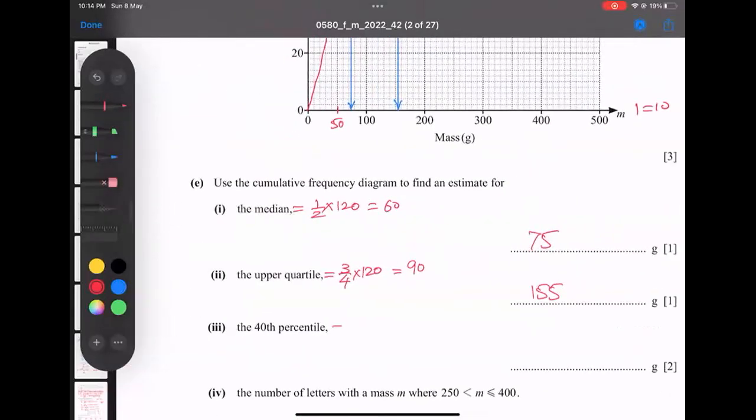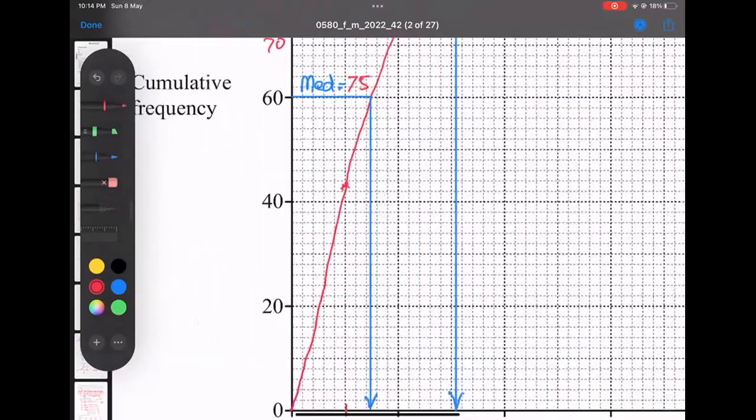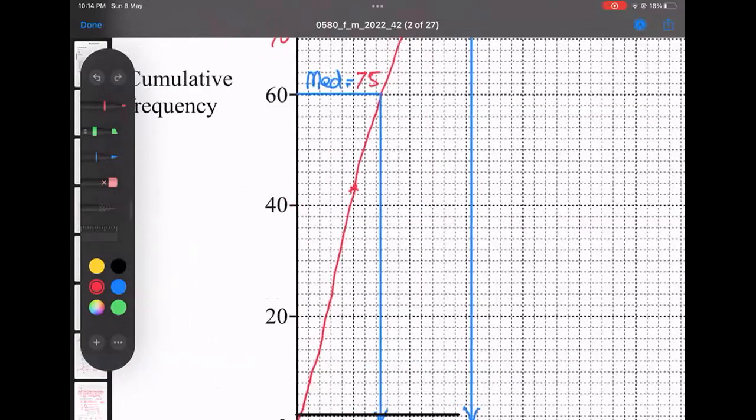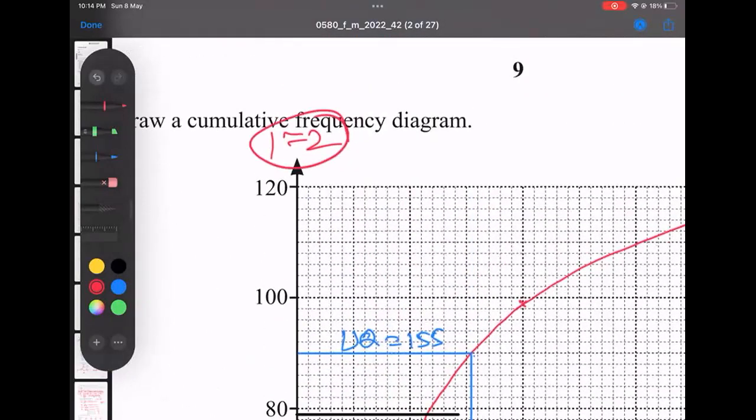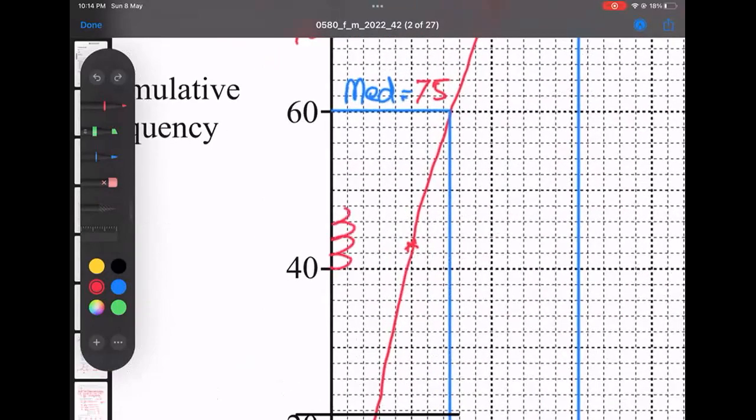What is the 40th percentile? 40th percentile means 40 out of 100 times 120, you know, the total frequency. If I type in the calculator 40 by 100 times 120, I'm getting 48. But 48 is not my answer. 48 is where? Mention the top. One box is equal to 2. So 42, 44, 46, 48. This is 48. I'll take a green color.